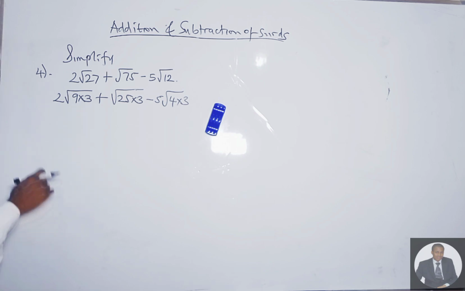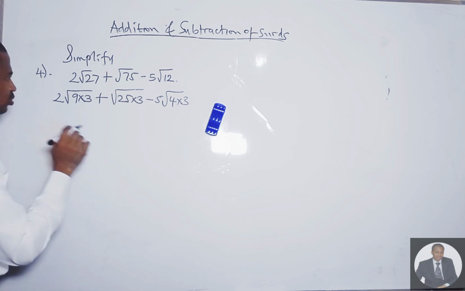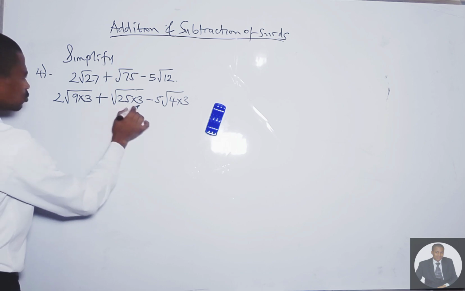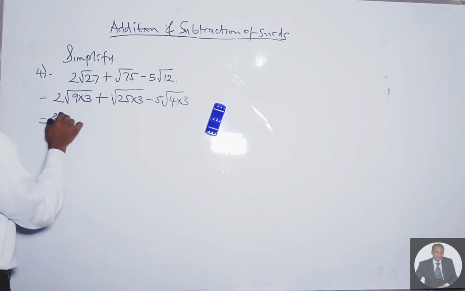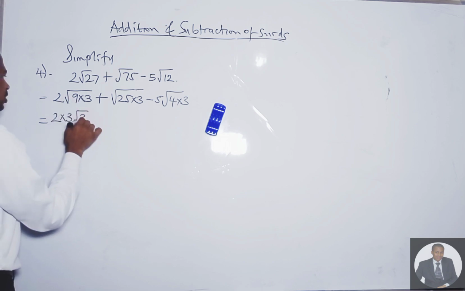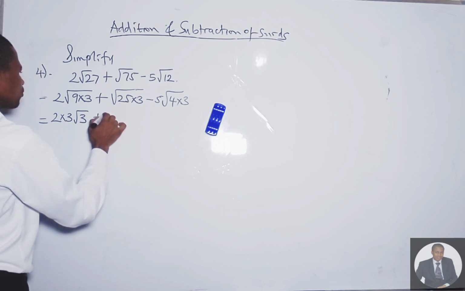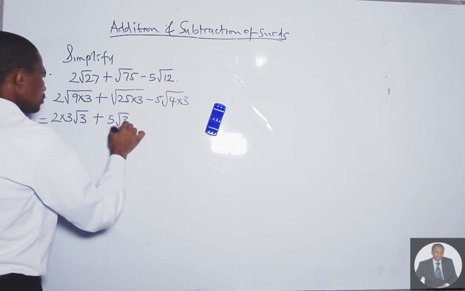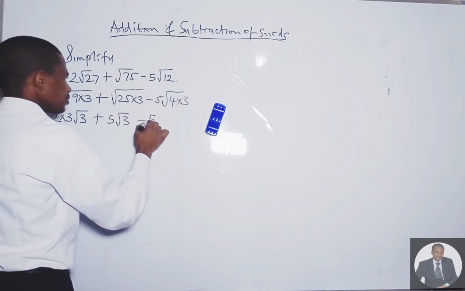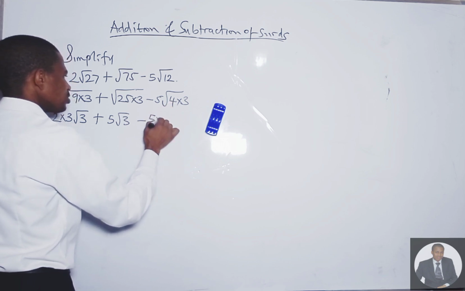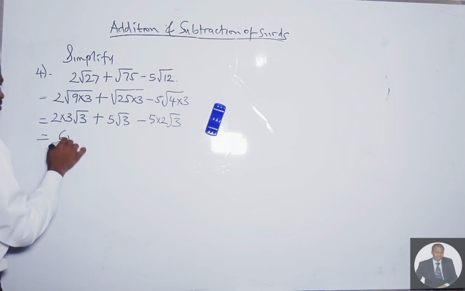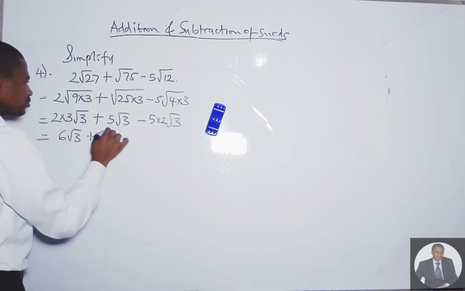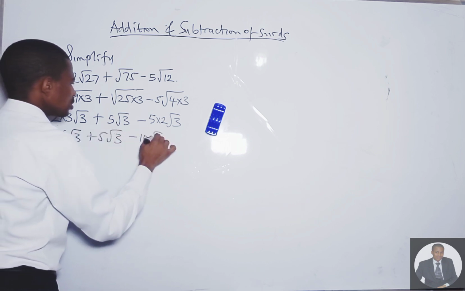So now we have a number that is consistent. We have root 3 here, root 3 here, root 3 here. So we can go ahead and simplify. What's the square root of 9? 3. We bring the 3 out. We leave the root 3. The square root of 25 is 5. The square root of 4 here is 2. Then we leave the root 3. This gives us 2 times 3, 6 root 3, plus 5 root 3, minus 10 root 3.